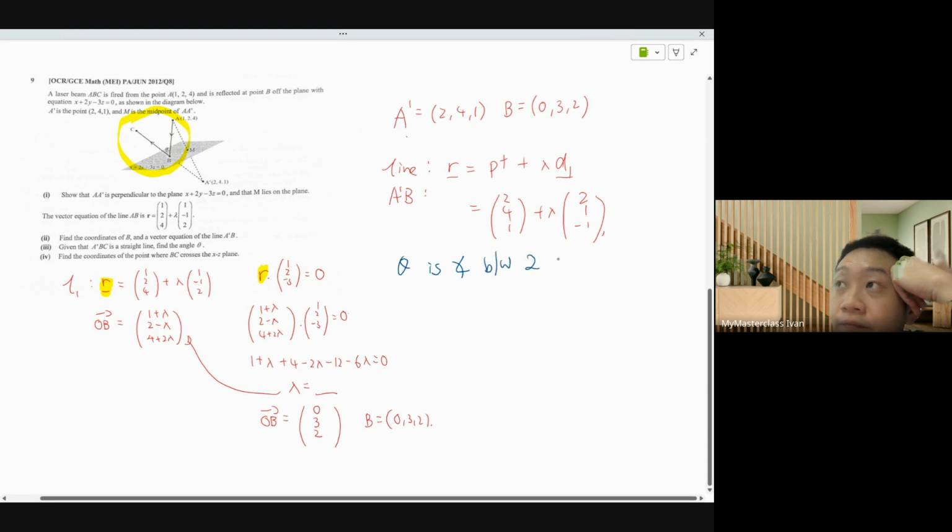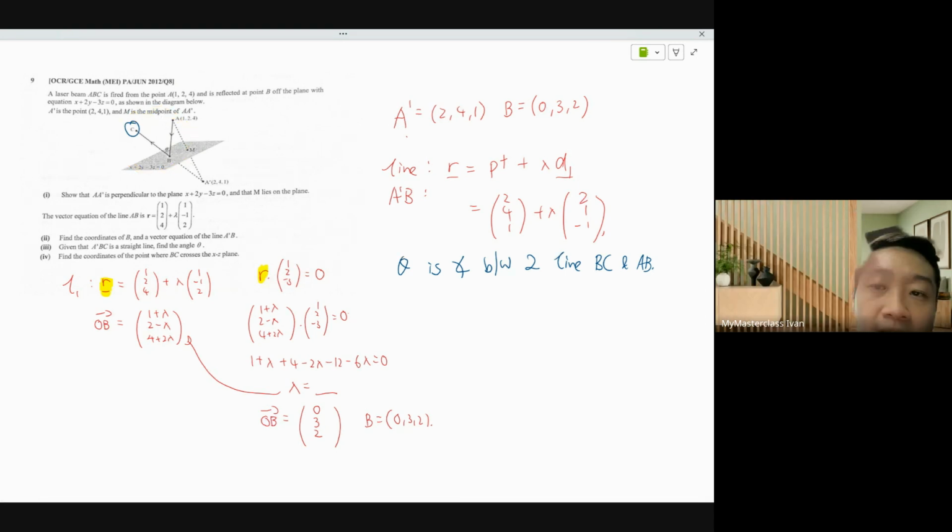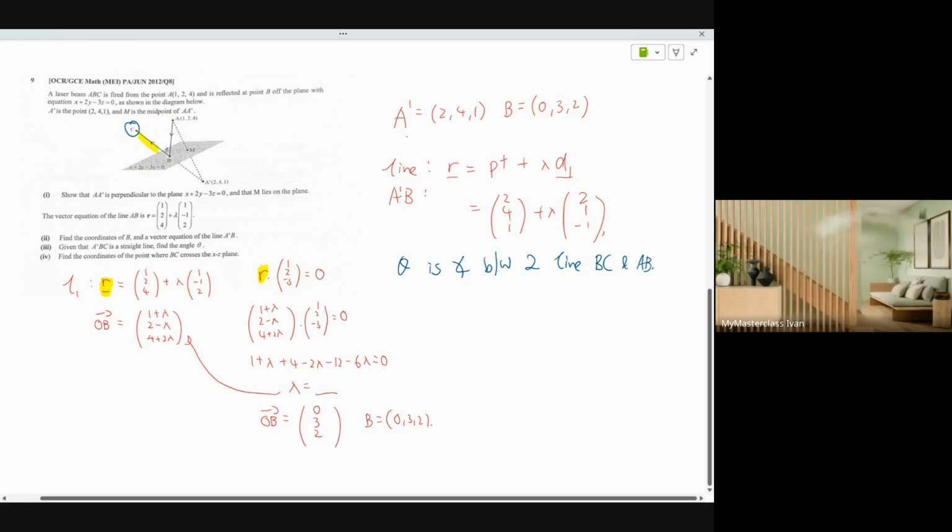Two lines, right? Yeah, two lines. Or BC and AB. Okay. So now BC, maybe you ask me, I don't have C. But does it matter? It doesn't matter, because BC and A prime B, are they on the same straight line? Yeah, okay. So all you need to do is, again, cosine theta is equal to the modulus of D1 dot D2 over magnitude D1 magnitude D2.